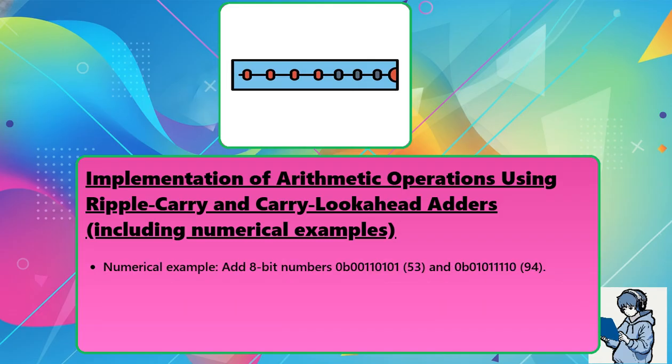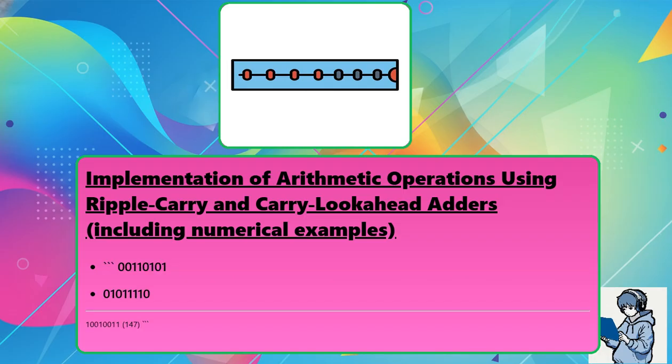Numerical example. Add 8-bit numbers 0b00110101 (53) and 0b01011110 (94). 00110101 plus 01011110. Separator line. 10010011, which is 147. The carries ripple from LSB to MSB, taking about 8 times T_FA.